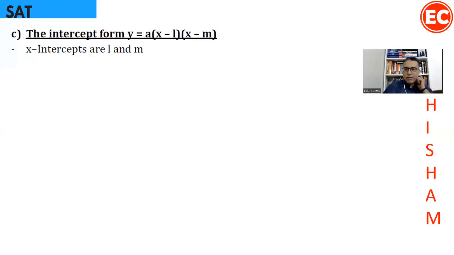Now we have the third form of the quadratic function, y equals a times (x minus l) times (x minus m). As we can see here, if the coefficient a is positive, greater than 0, it opens upward. If a is negative, smaller than 0, then it opens downward. And x minus l and x minus m directly give me the x-intercepts.